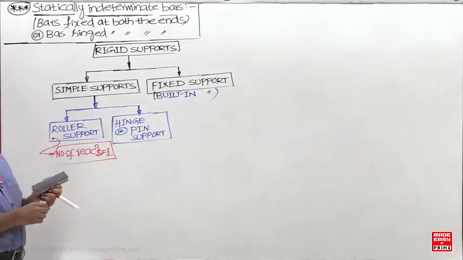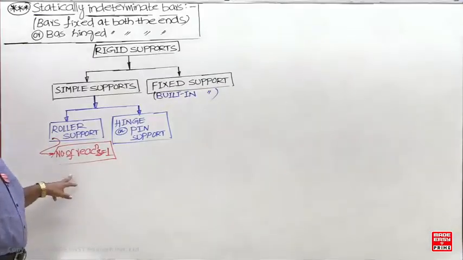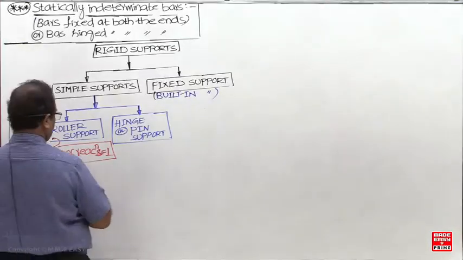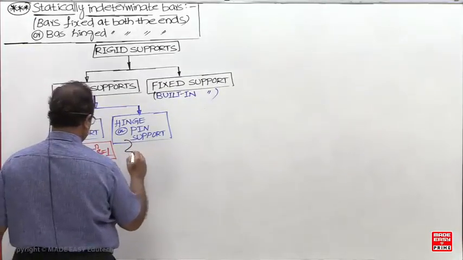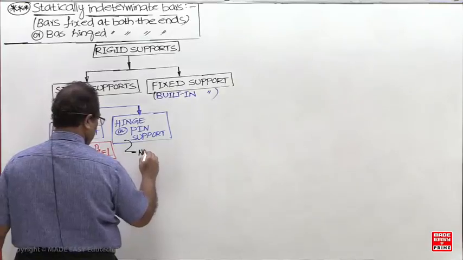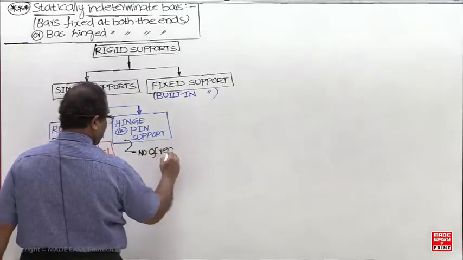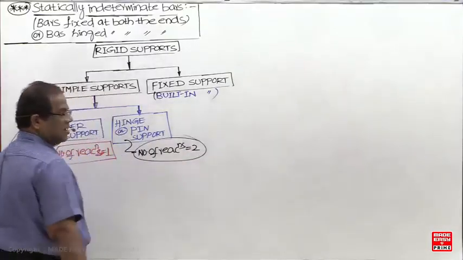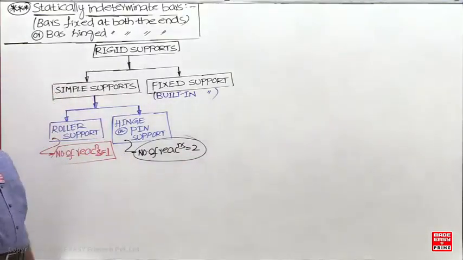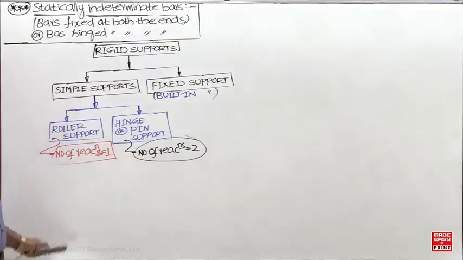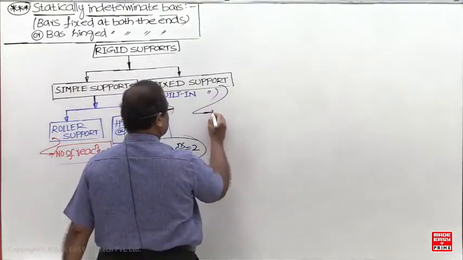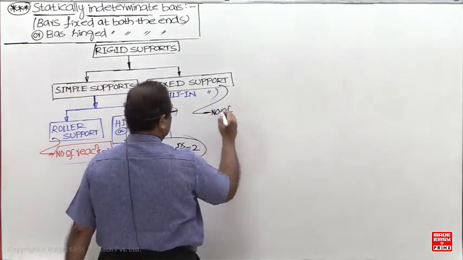Number of reactions is 1. How to decide the number of reactions? By the restricted motion. It will restrict only one motion. Here number of reactions is 2, so 2 motions are restricted, the vertical and axial. Here this will restrict only vertical motion. And this has number of reactions 3, so all the motions are restricted.